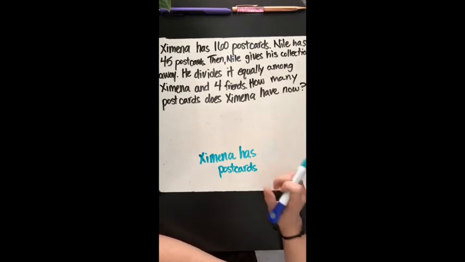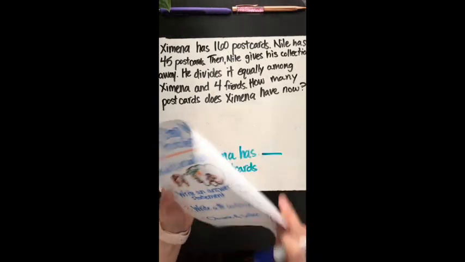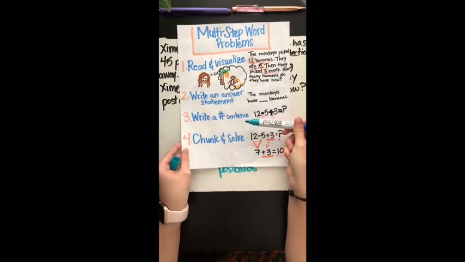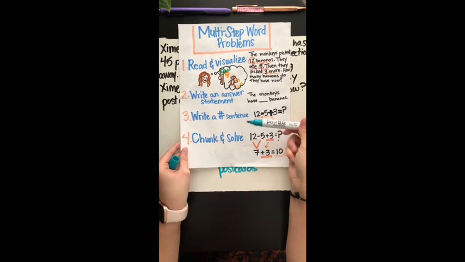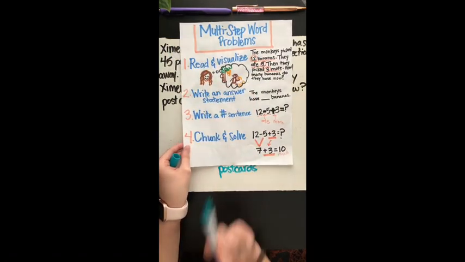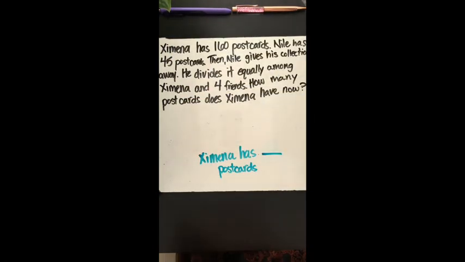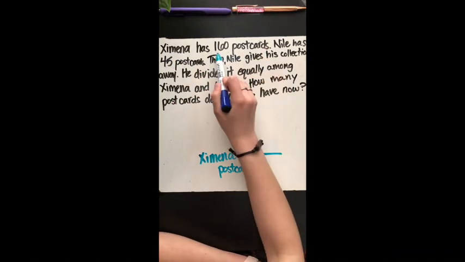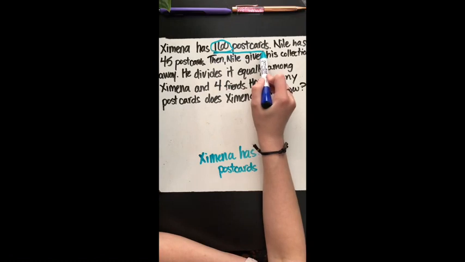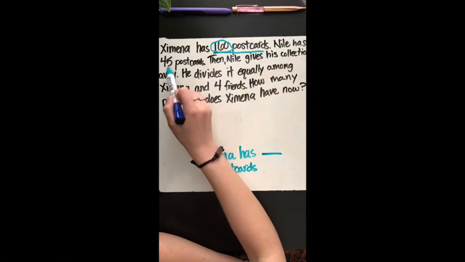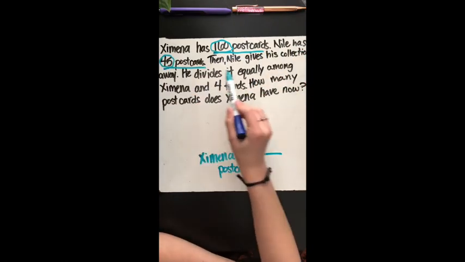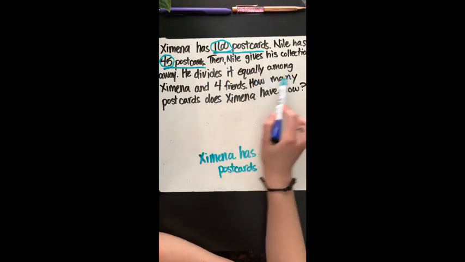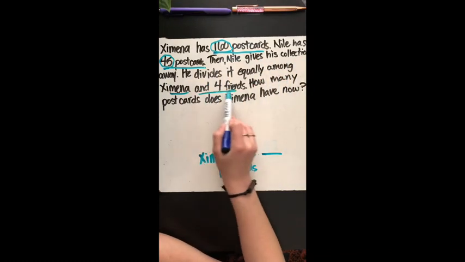So next up, I'm going to come up with a number sentence that helps me solve based on the problem. Then I'm just going to chunk it and solve it. So Jimena has 160 postcards to start. Niall has 45 postcards. Niall gives his collection away. He divides it equally among Jimena and 4 friends.